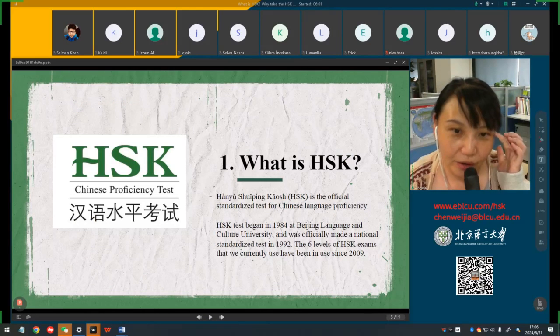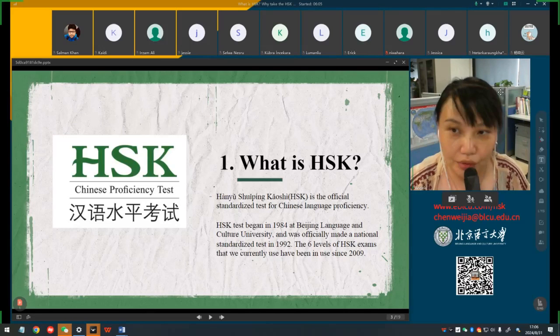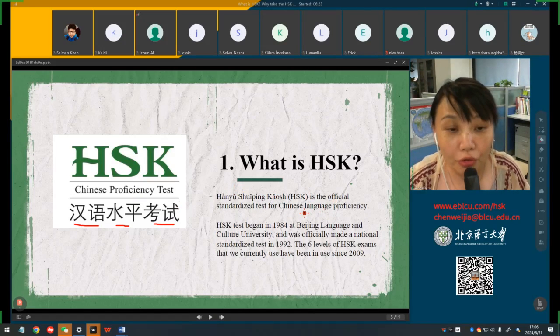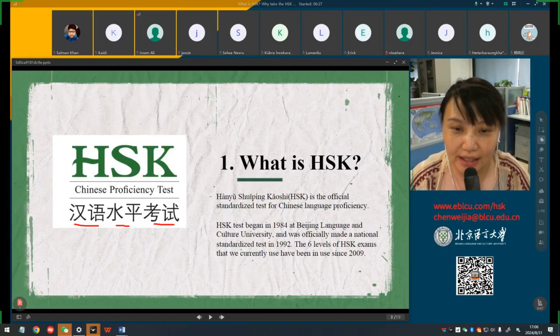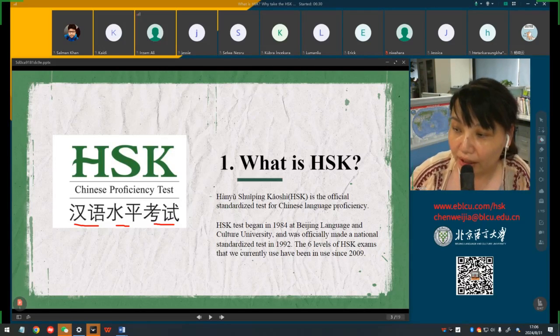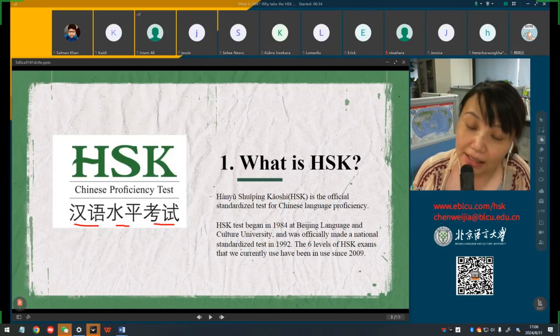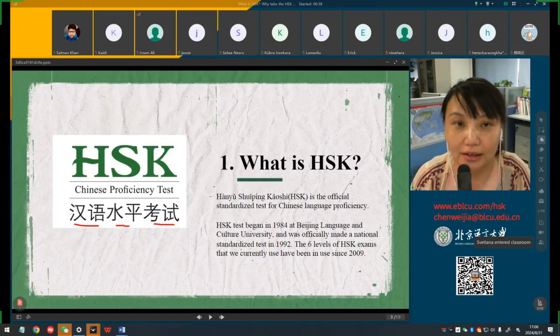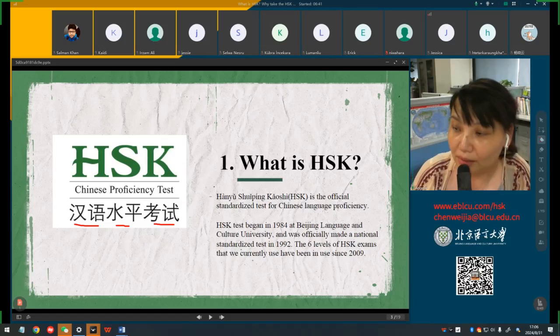What is HSK? So HSK stands for 汉语水平考试. 汉语 is Chinese, 水平 is proficiency levels, 考试 is test. So HSK is an official standardized test for Chinese language proficiency. And HSK will test Chinese learners' ability to use Chinese as a second language in their daily life, academic usage, and professional lives through a standardized examination and evaluation with a uniform grading and scoring system.